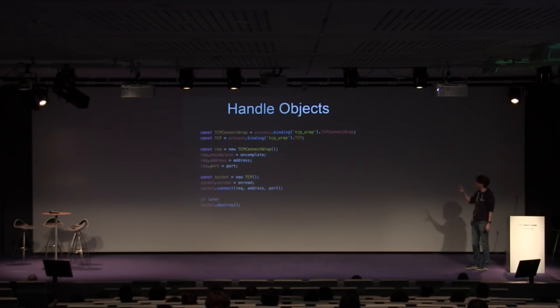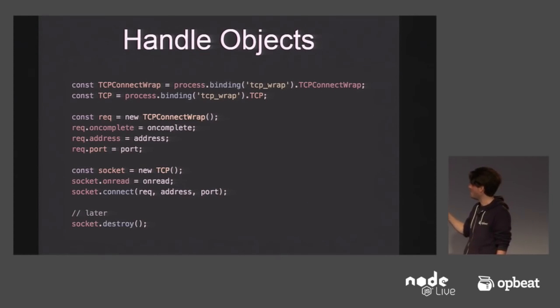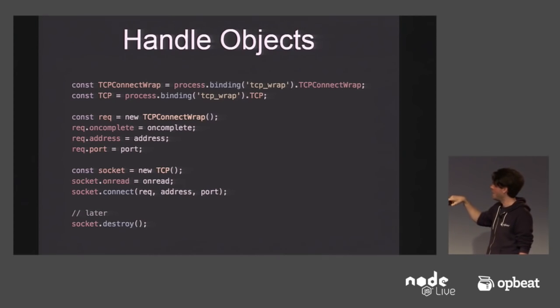This is code lifted from the TCP module, or the net module, which for some reason is called net, but it does all the TCP stuff. And this is for setting up a new TCP socket. And you can see we use the same process.binding here, and opening up TCP wrap. We get two handle objects out, a TCP connect wrap object and a TCP object. And we instantiate them, and then we set some properties on them. For example, on the TCP connect wrap, we set the address and the port we're trying to connect to.